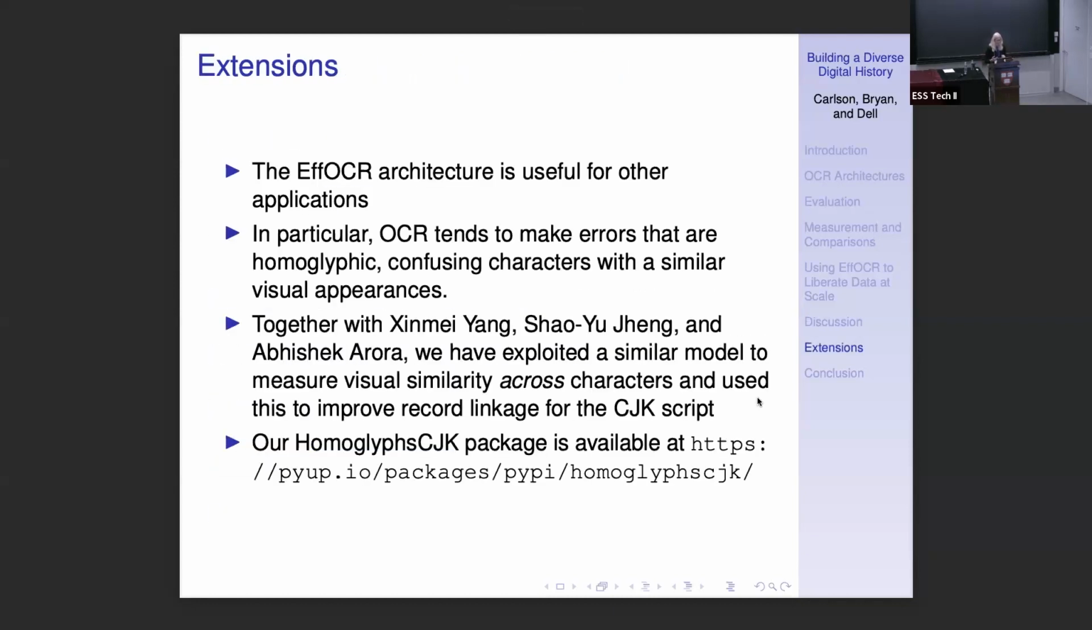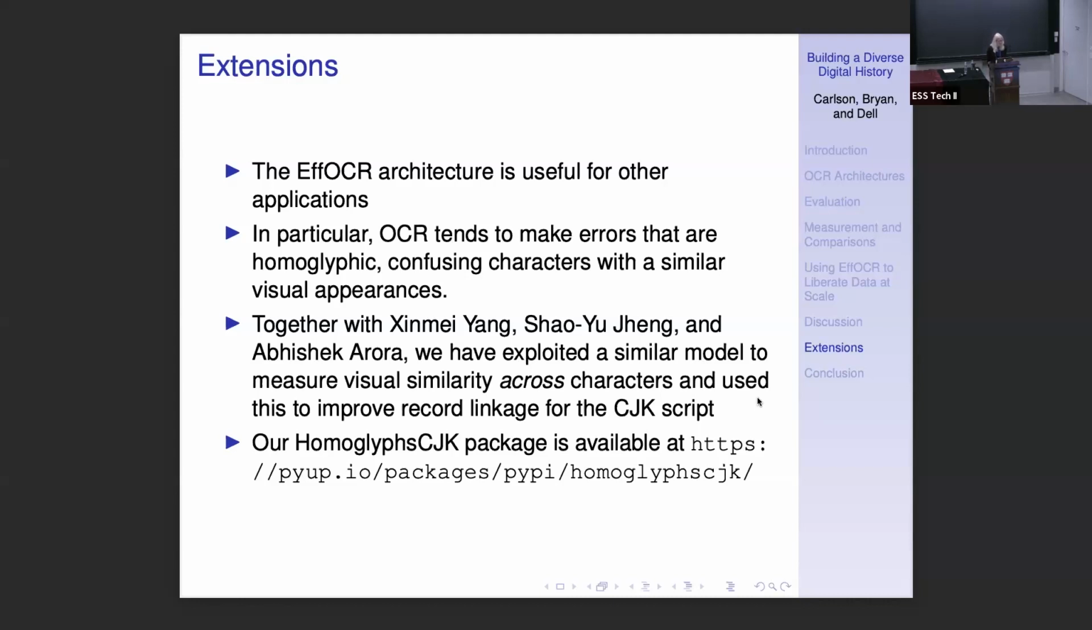All right, so I'll briefly mention extensions. The FOCR architecture is useful for other applications. In particular, OCR tends to make errors that are homoglyphic, confusing characters with a similar visual appearance. This is obviously true by definition for FOCR because we're doing OCR as nearest neighbor retrieval based on visual similarity. But we also document that it's true for other OCR engines like Easy OCR and Paddle OCR.